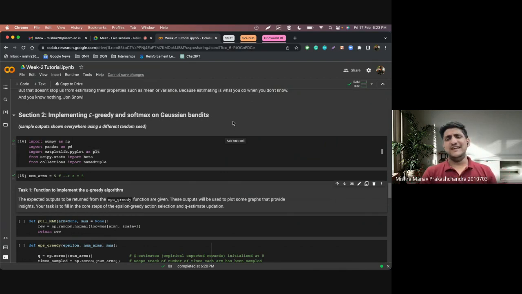Secondly, we have something known as the UCB algorithm, the upper confidence bound algorithm, that also does similar things. We remove the epsilon part. We do Q_a plus square root of 2 log n by capital N. So that also takes into account the confidence with which a certain arm is selected. So this is like the basic difference.